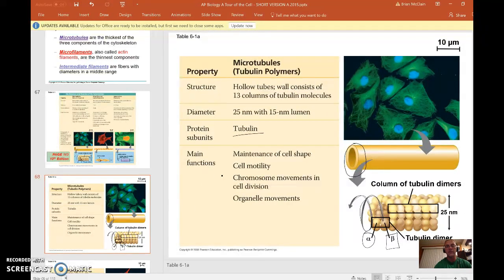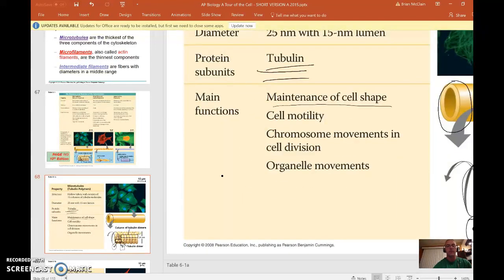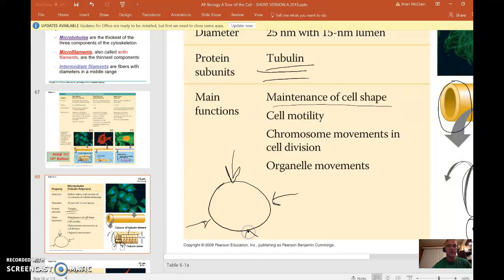So remember, the protein type is called tubulin, and the big things that we're going to see is maintenance of the cell shape. How this works to maintain the shape of a cell, if we look at it, and this is a really basic image of a cell, but you think about it, you have forces that exist on the surface of the cell, and they're trying to compress that cell.